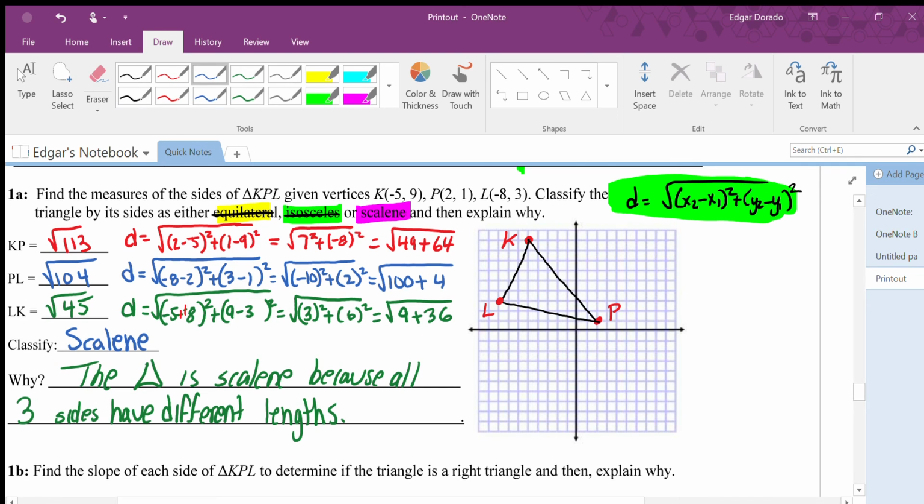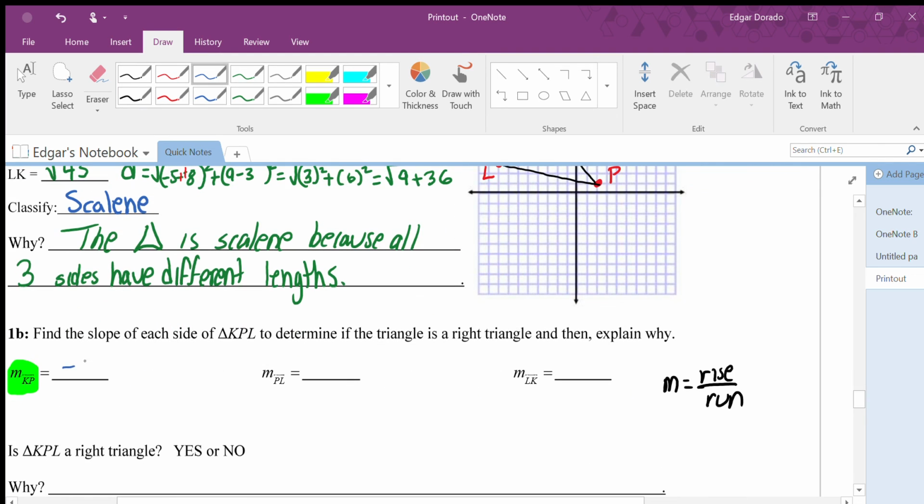So from K to P, I'm going to go down 1, 2, 3, 4, 5, 6, 7. Actually 8. Okay, so down 8. And then to the right, 1, 2, 3, 4, 5, 6, 7. So negative 8 over 7. Okay, that's my first slope.